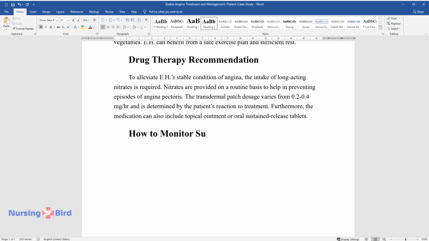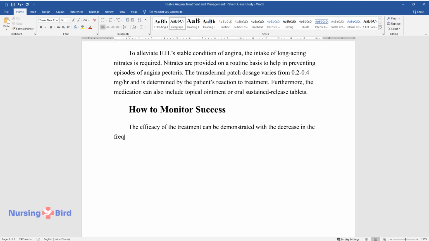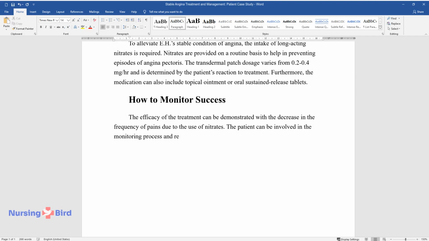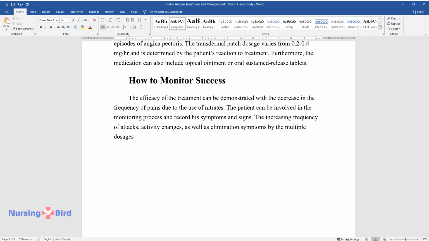How to monitor success. The efficacy of the treatment can be demonstrated with the decrease in the frequency of pains due to the use of nitrates. The patient can be involved in the monitoring process and record his symptoms and signs. The increasing frequency of attacks, activity changes, as well as elimination of symptoms by the multiple dosages, can be kept on record. Such an approach can also point to cases of angina worsening.